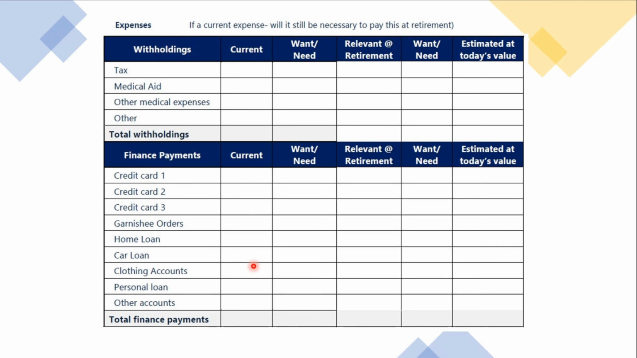Clothing accounts, do you have any accounts that you're paying? Remember, at retirement, we want to buy cash. Personal loan, any other accounts, and then total finance payments.